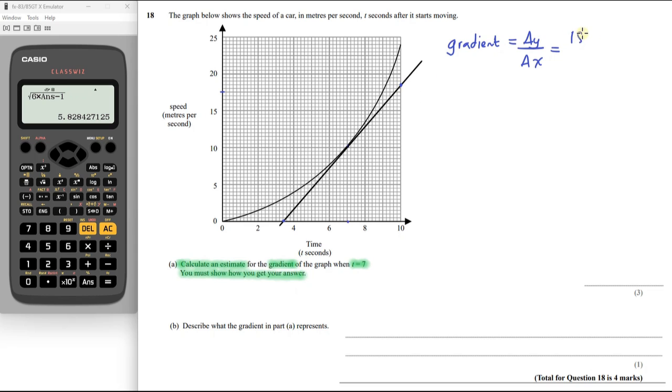It's going to be 18.5 minus 0, because the y value here is just 0. And then our change in x, well, we're going from 10.